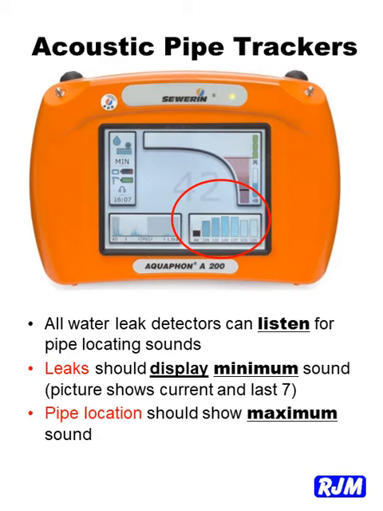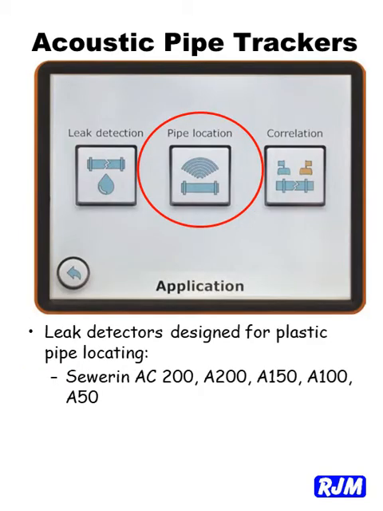Listening devices can be used to track the pulses. Some leak detectors display the minimum sound level at each listening point. Leak detectors designed to track plastic pipe display the maximum at each point. The Severn AC200, A200, A150, A100, and A50 are designed to track water pipes acoustically by displaying the maximum levels. Precise background noise filters make it easier to track the pipe by blocking other noises. Extreme volume protection prevents hearing damage from unexpected extreme sounds.